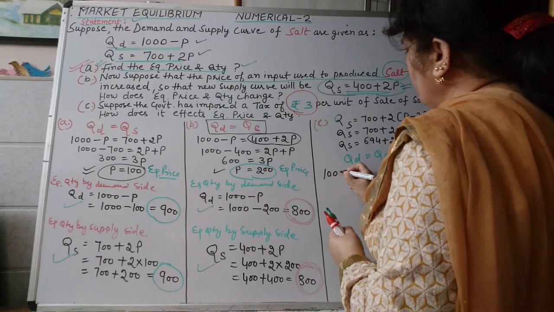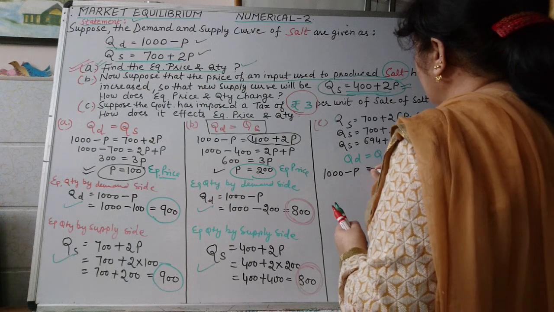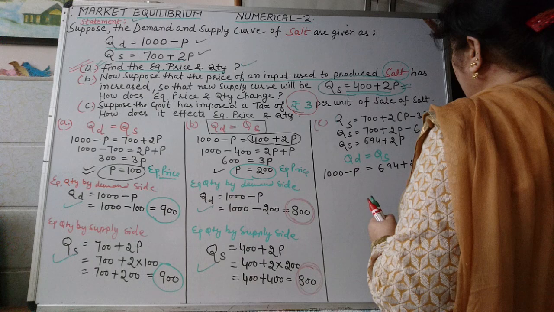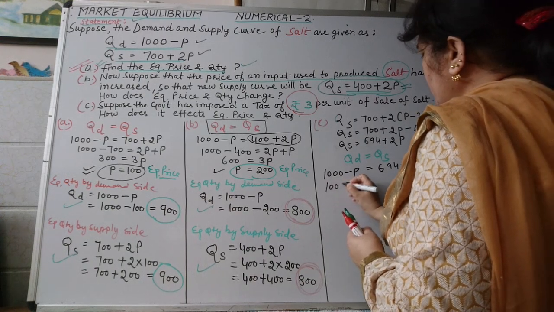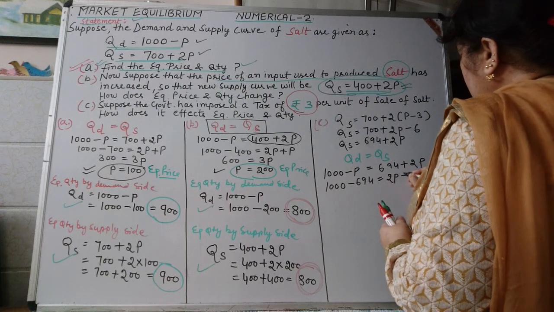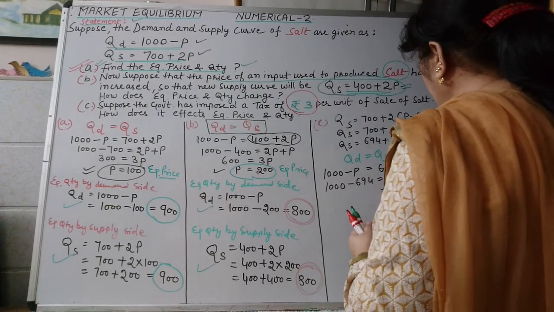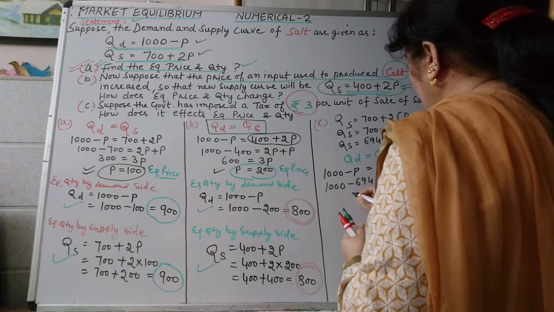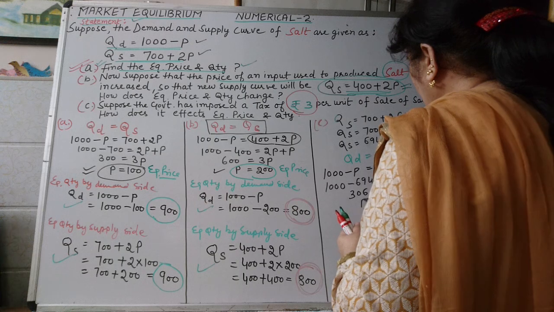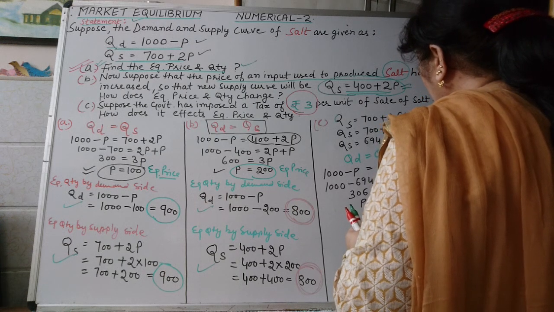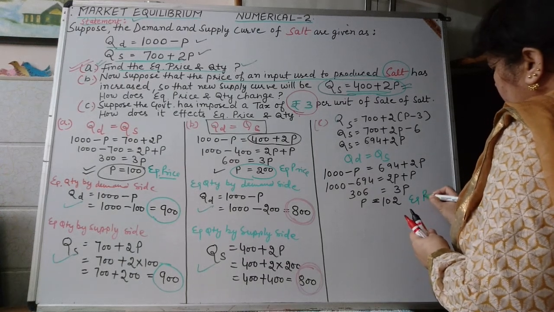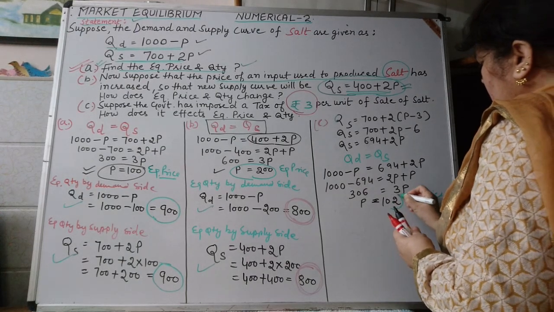QD, 1000 minus P, is equal to 694 plus 2P, or 1000 minus 694 is equal to 2P plus P, or 3P is equal to 306, or P is equal to 102. So the value of the equilibrium price is 102.